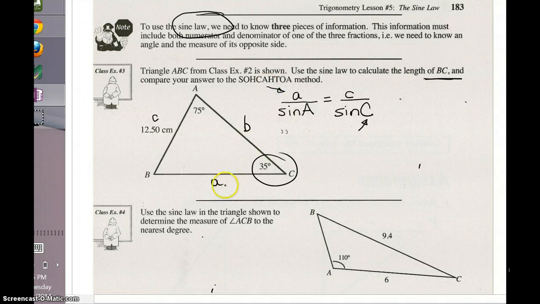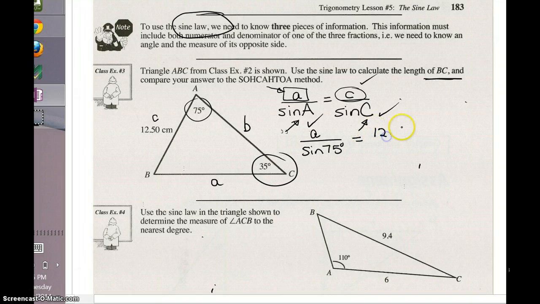I have A. That's what I'll be looking for. I have the sine A, 75, and I also have the side C. So I have 1, 2, 3 pieces of information, and I will be looking for the side A. Plugging all of that in, what I've got is this. A, I don't know. Sine A is going to be 75 degrees. I'm going to make it equal to C, which is 12.50, and sine C, which is 35 degrees.